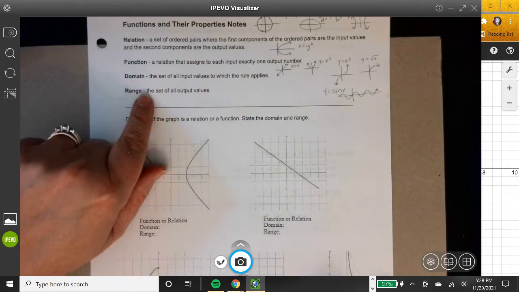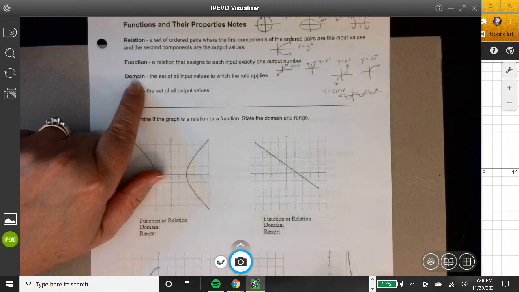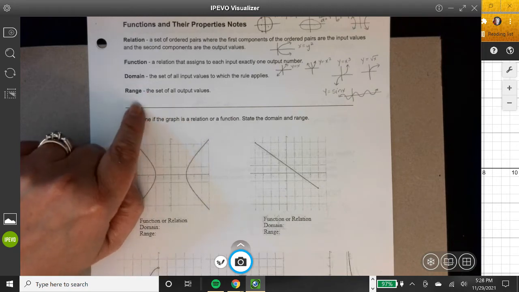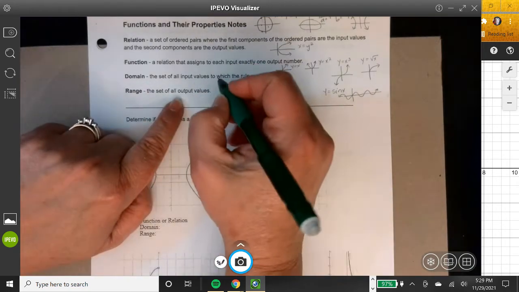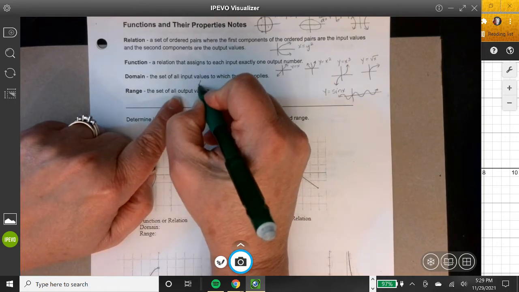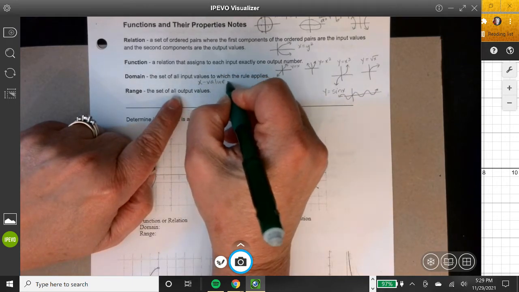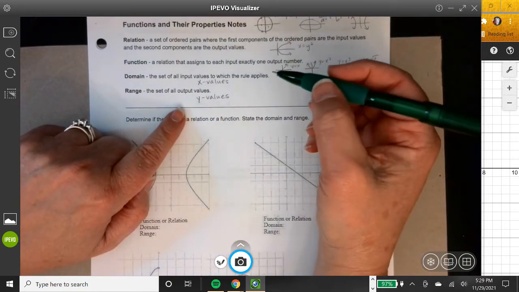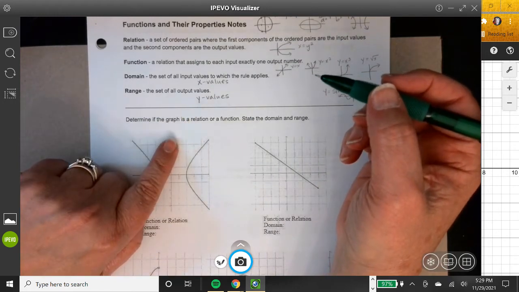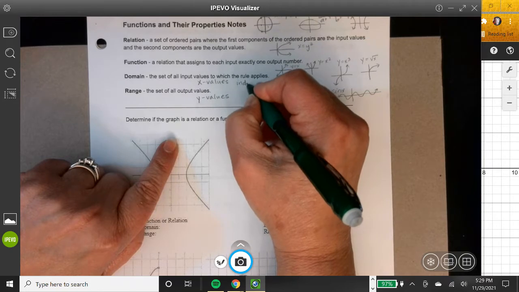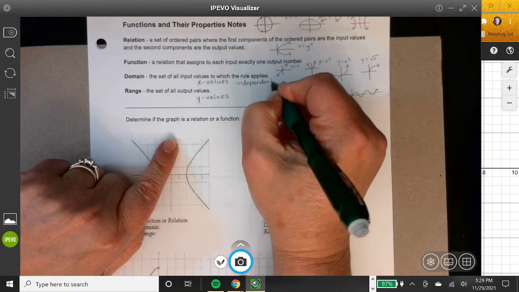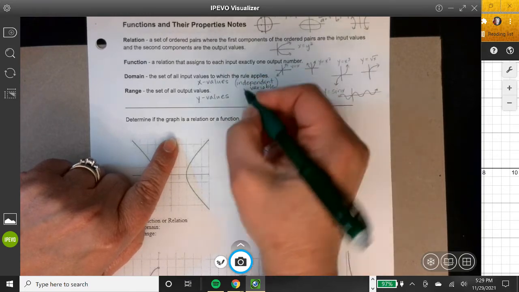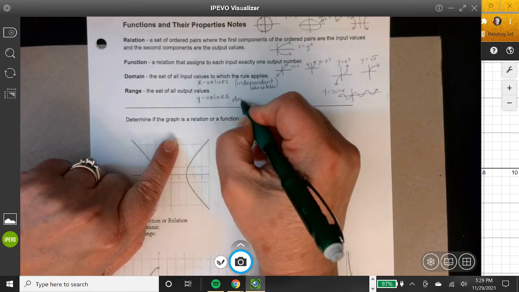All right, well, a function or a relation both have domains and ranges. Okay, so the domain is all the input values for which the rule applies, and the range is all the output values. Now, typically, we would say the domain is the x values, and the range is the y values. We would call x the independent variable, and the y values the dependent variable.